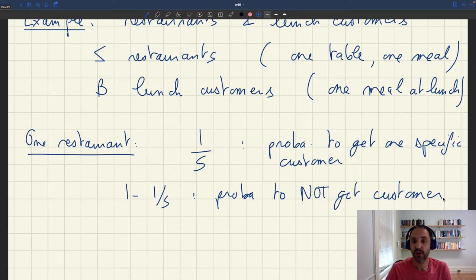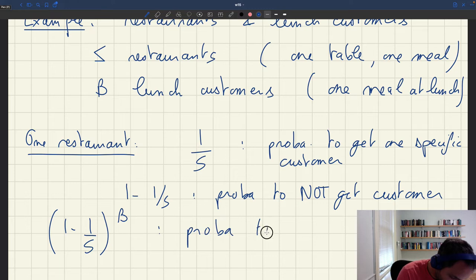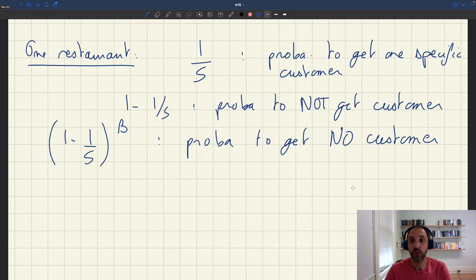Okay, so now what's the probability of getting none of the customers? Well, for each customer, you have a probability 1 minus 1 over S of not getting them. Of course, the choices of all the customers, as we discussed, are independent. So the probability of getting none of the customers is just going to be 1 minus 1 over S, which is the probability of not getting one of the customers, to the power of the number of customers, which is just B. So from the perspective of a restaurant, it's the probability to get no customer. So this is the probability to get no customer for one specific restaurant.